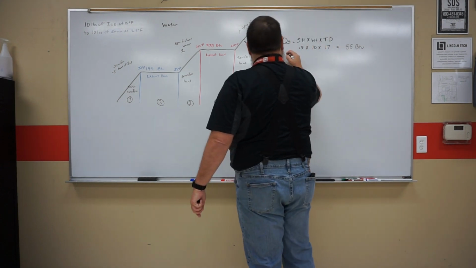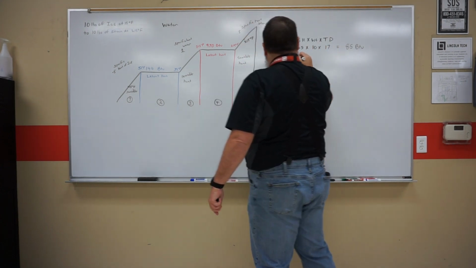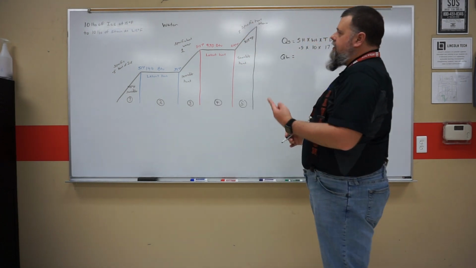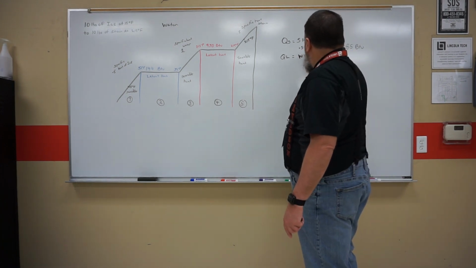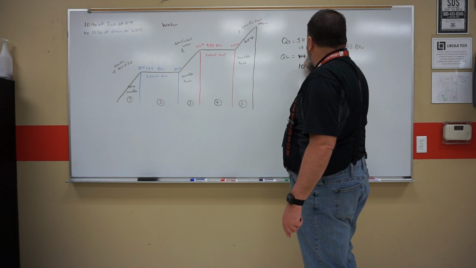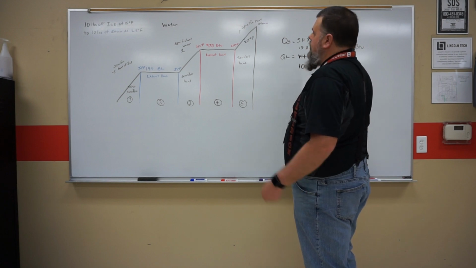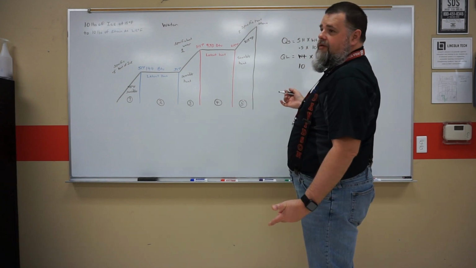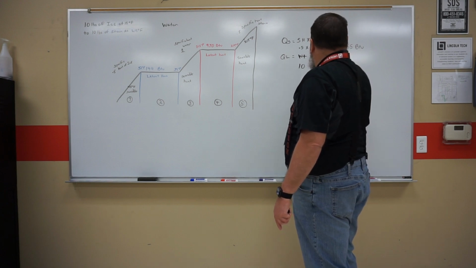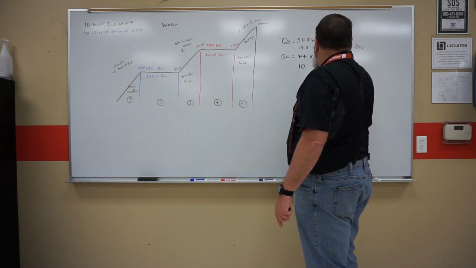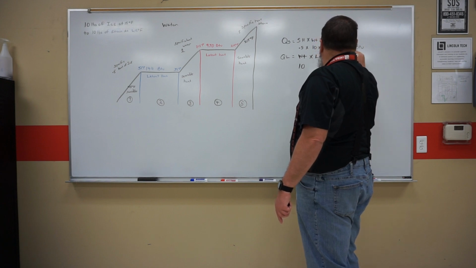So let's do Q of L. Basically the latent heat calculation is the weight, which is 10, times your latent heat of fusion.